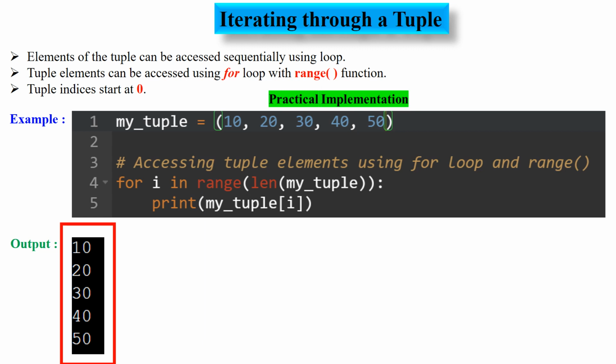Elements of the tuple can be accessed sequentially using a loop. Tuple elements can be accessed using a for loop with the range function. Tuple indices start at 0. In this example, we have a tuple named my_tuple containing 5 elements. We use a for loop and the range function to iterate over the indices of the tuple. The len function is used to determine the length of the tuple, which gives us the number of elements in the tuple. By iterating over the indices, we can access each element of the tuple using indexing, my_tuple[i], and print it to the console. The output is 10, 20, 30, 40, 50.